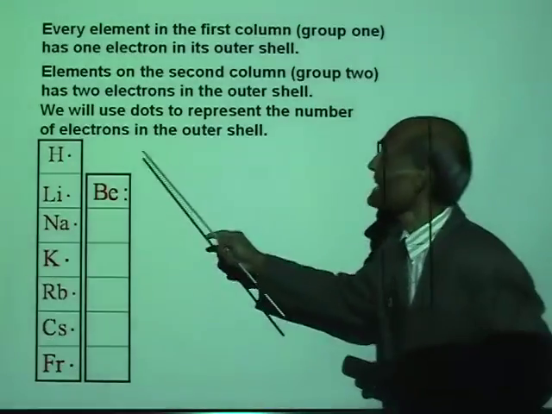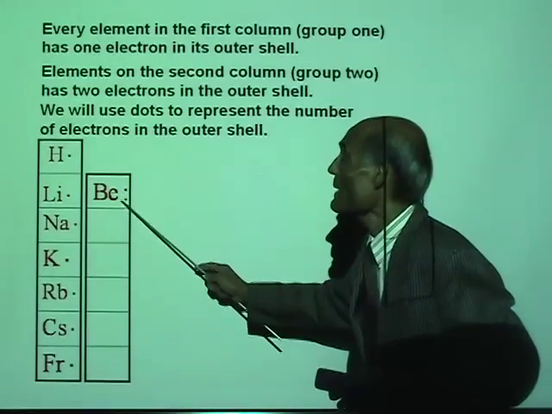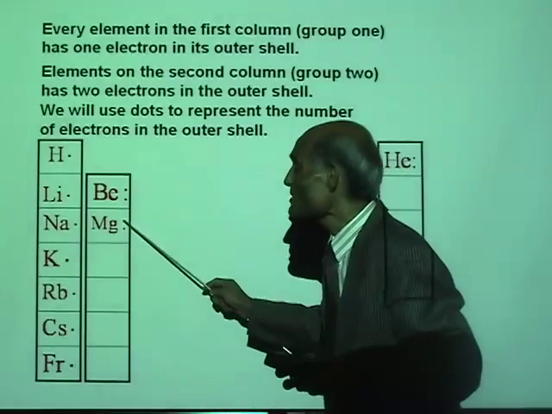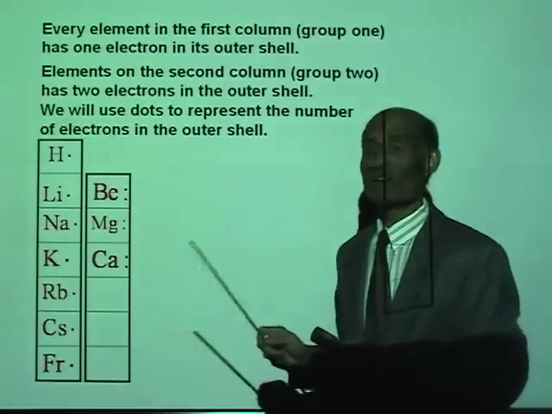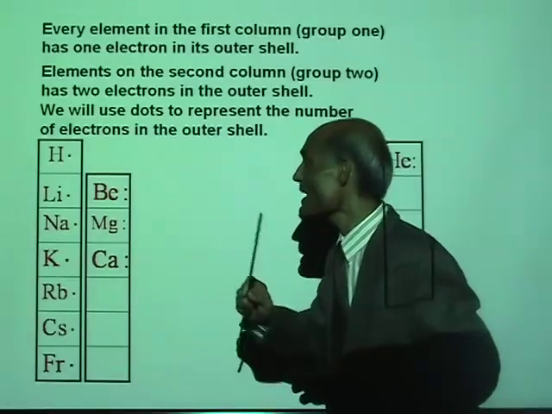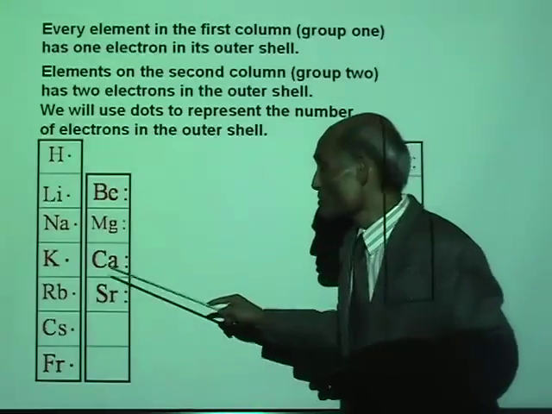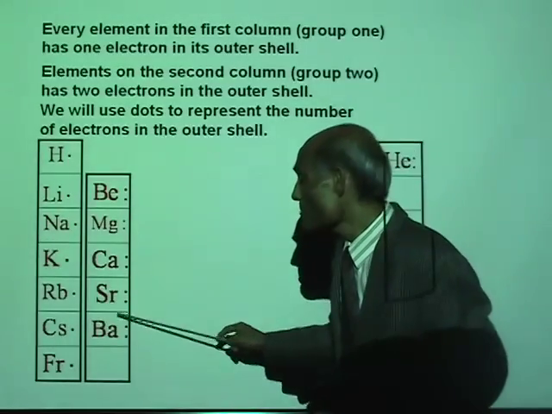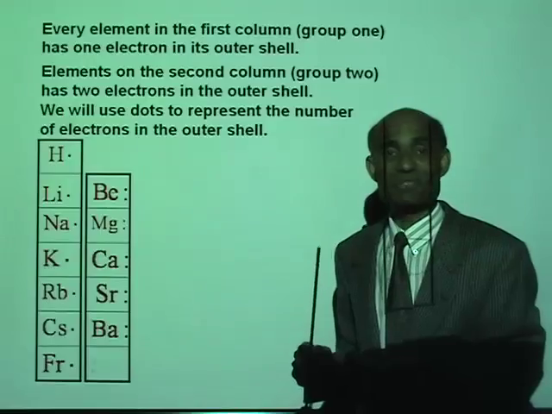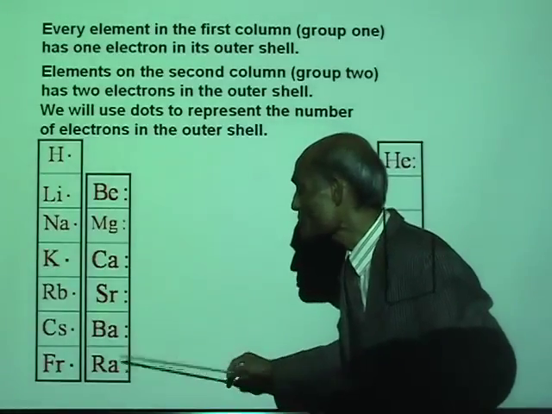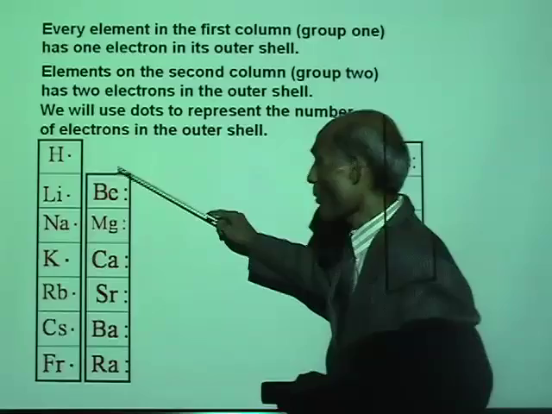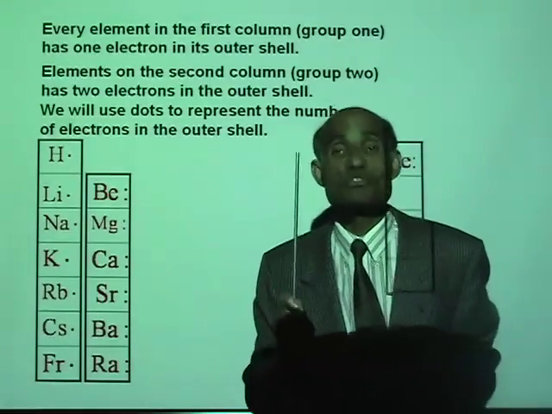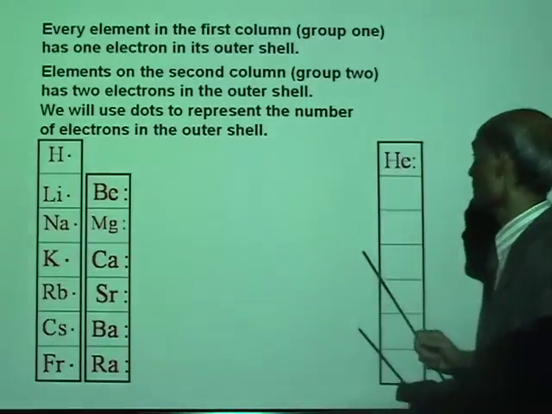Alright? Look at the second group. Beryllium has 2 electrons in the outer shell. Magnesium has 2 electrons in the outer shell. Calcium has 2 electrons in the outer shell. Strontium has 2 electrons in the outer shell. Barium has 2 electrons in the outer shell. And radium has 2 electrons in the outer shell. All elements in group 2 have how many electrons? 2 electrons in the outer shell.